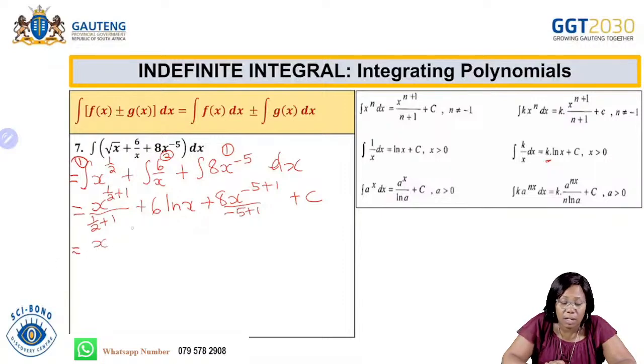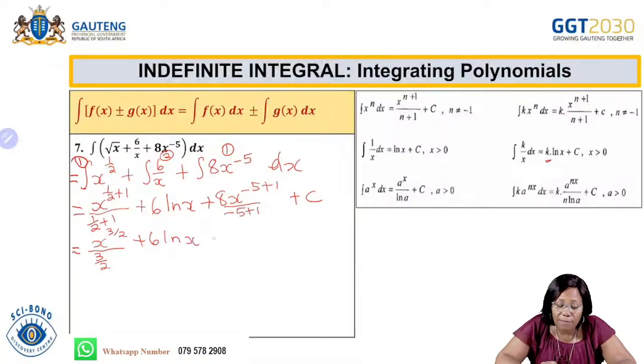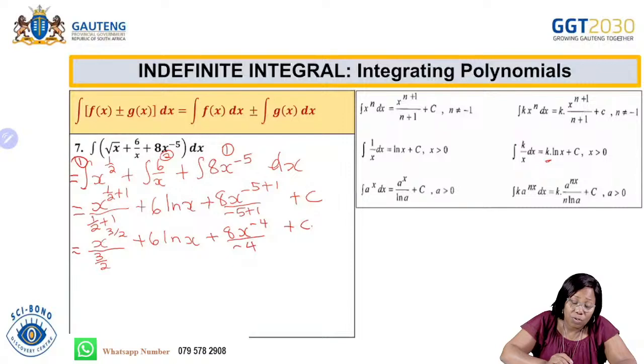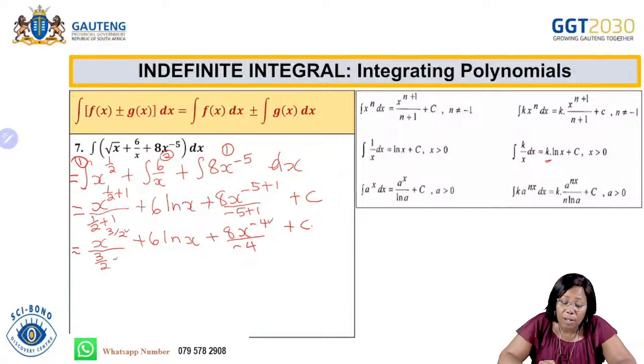Half plus 1 is 3 over 2, therefore it is x to the power 3 over 2 over half plus 1, 3 over 2 on the denominator there. Plus 6, this one is already simplified as it is. And then now we are having plus 8 x to the power minus 5 plus 1 is minus 4 over minus 5 plus 1, minus 4, plus c. Can you see now? Rule number 1, exponent must be the same as your denominator.